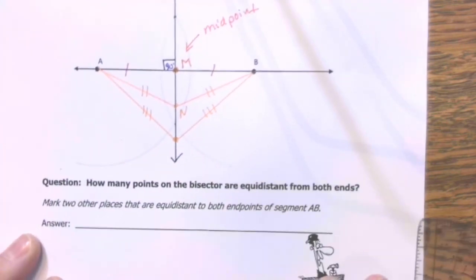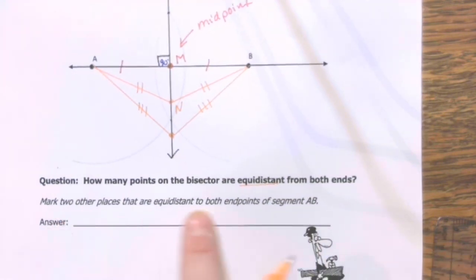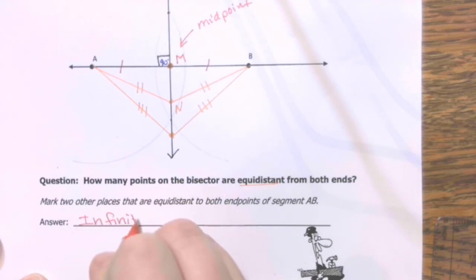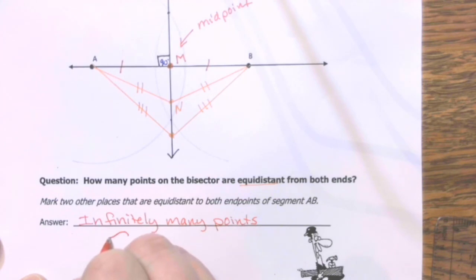All right, so based on that, how many points on the bisector are equidistant from both ends? And we just marked 2 places that are equidistant. So how many points will be equidistant to both ends? There will be infinitely many points. And there's a symbol for infinite. It looks like a sideways flattened out 8. That means infinite. So infinitely many points are going to be equidistant to the endpoints.